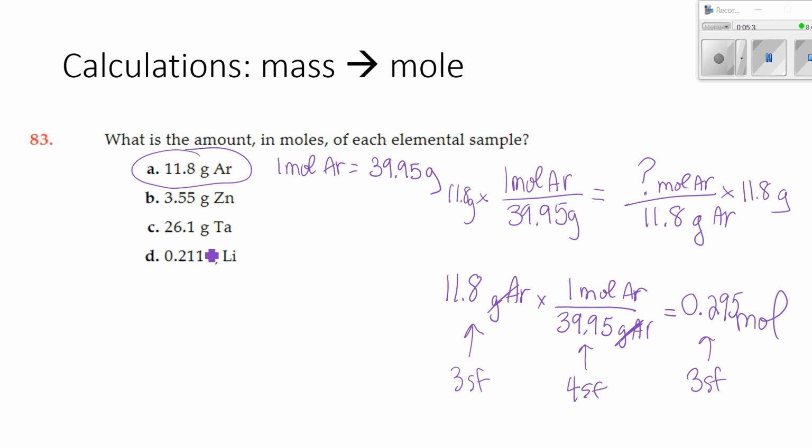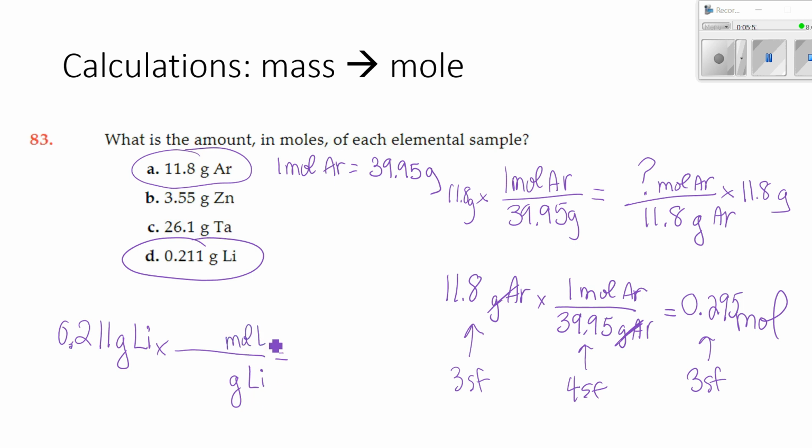Okay, let's look at one more. So this one, 0.211 grams of Li, that is lithium. I'm going to set this up using dimensional analysis. I'll show you how to set this up. Since I've got grams lithium over here, I want grams lithium to go on the bottom, and I want to convert grams lithium into moles lithium. That's what I'm trying to find.